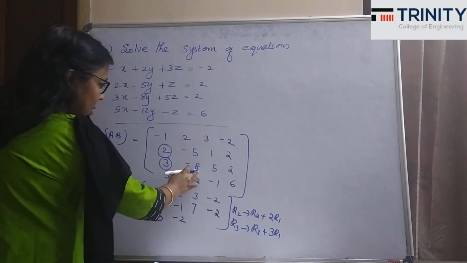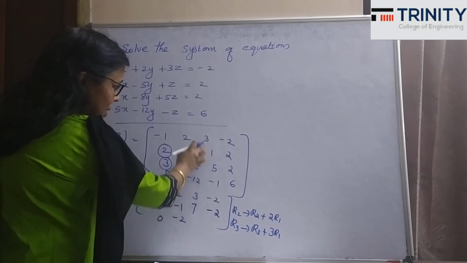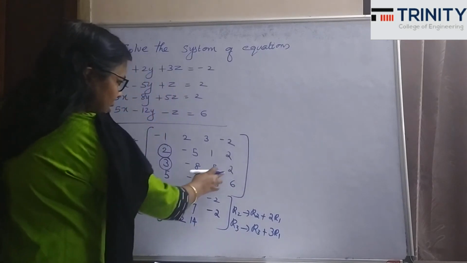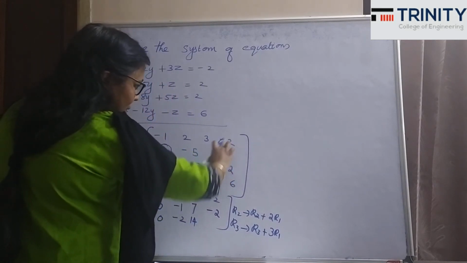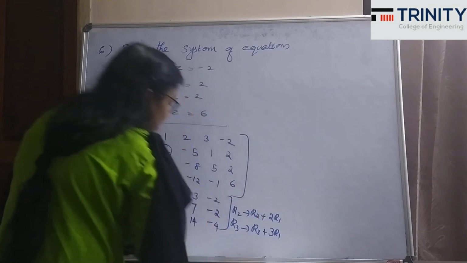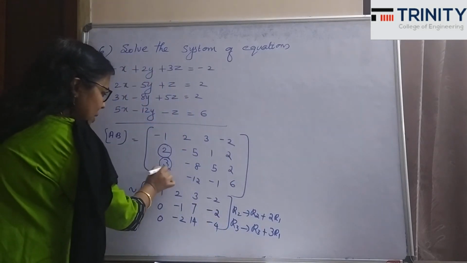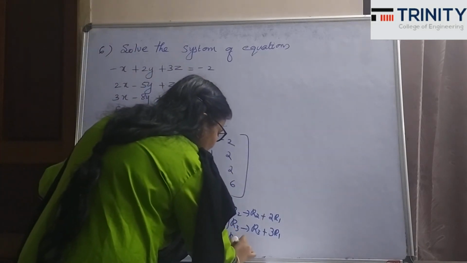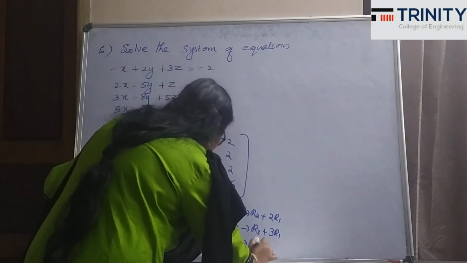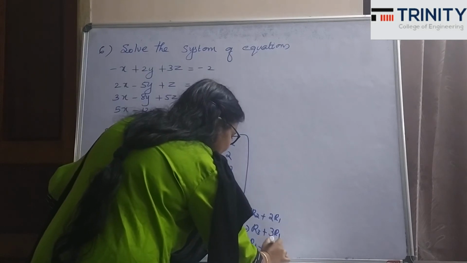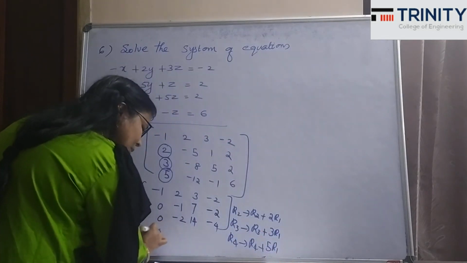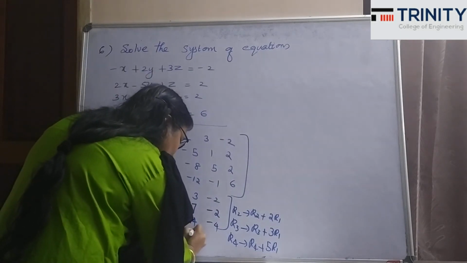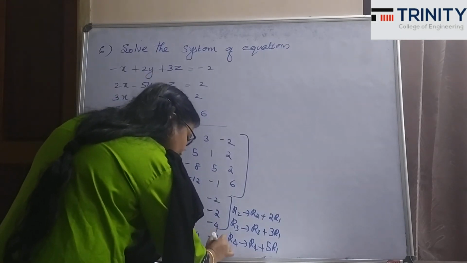Then 5 plus 9, 14. Then 2 minus 6, minus 4. Now we have to make this 5 as 0. That is R4 becomes R4 plus 5 times R1. That is 0, minus 2, 14, minus 4.